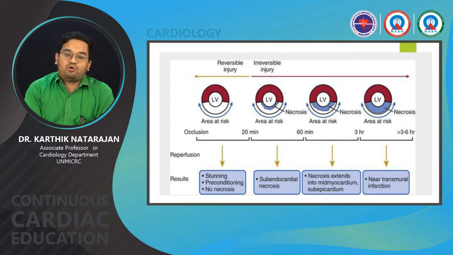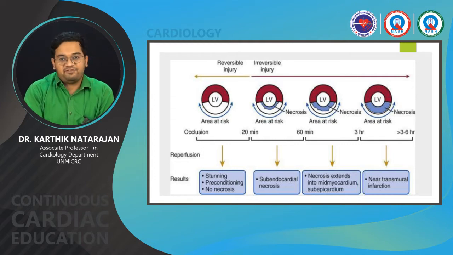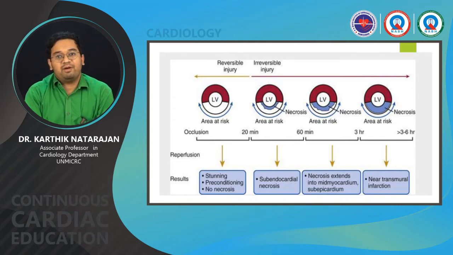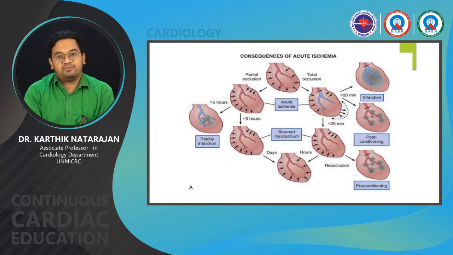So as soon as there is occlusion of a vessel, there is recruitment of certain invisible collaterals, which continue to provide some basal flow to the myocardium. And these invisible collaterals may be enough to sustain the myocardium for weeks to months to years together. And that is why we need to identify this myocardium, which may potentially improve with the detection of myocardial viability. These are the consequences of acute ischemia.